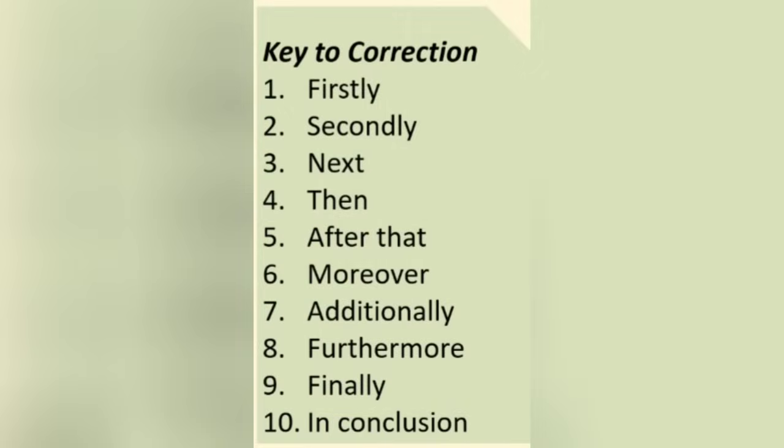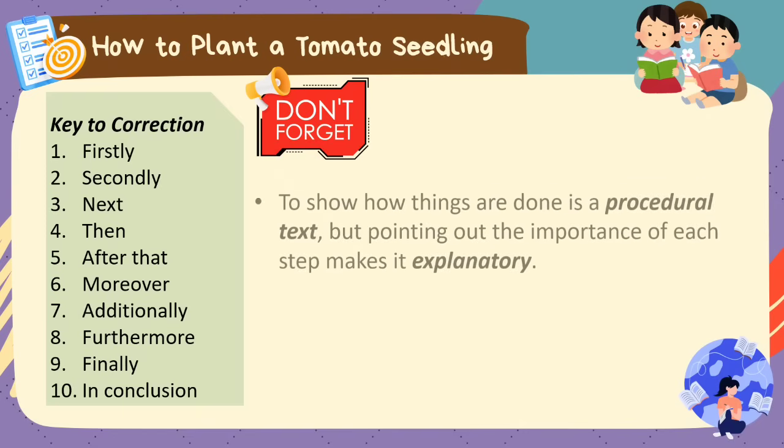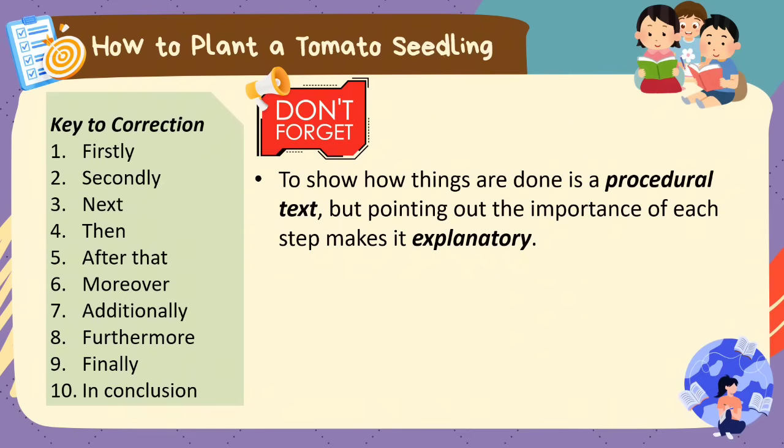Now, let's check the linking words you answered first. Here is our key to correction. Remember these important ideas. To show how things are done is a procedural text, but pointing out the importance of each step makes it explanatory.